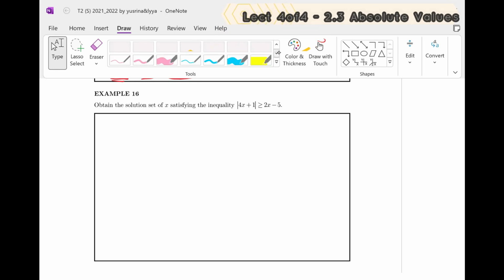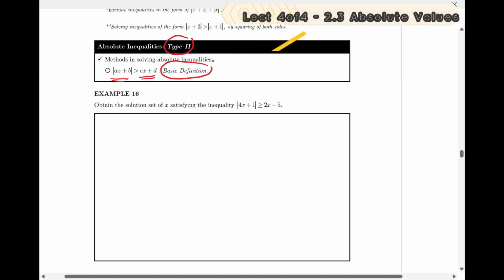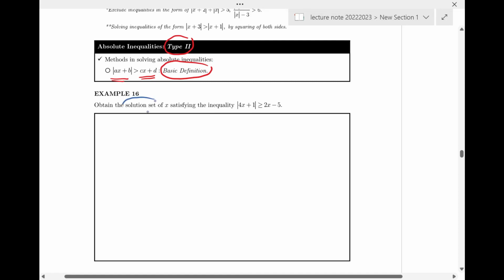So let me change first. Okay, they ask us to obtain the solution set. So here, the question really asks for the solution set, so you cannot give your answer in interval notation, satisfying the inequality.